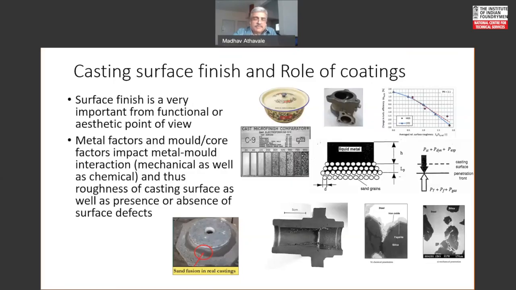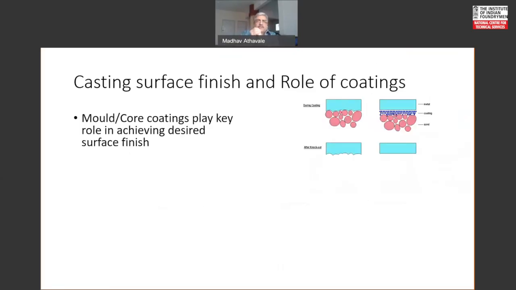Here is a schematic about the role of the coatings in providing a particular type of casting surface finish. This also we saw last time. As you can see, when there is no coating, the metal mold surface is more uneven. It is rougher. And the resulting metal surface after knocking out the casting will be rough like this.